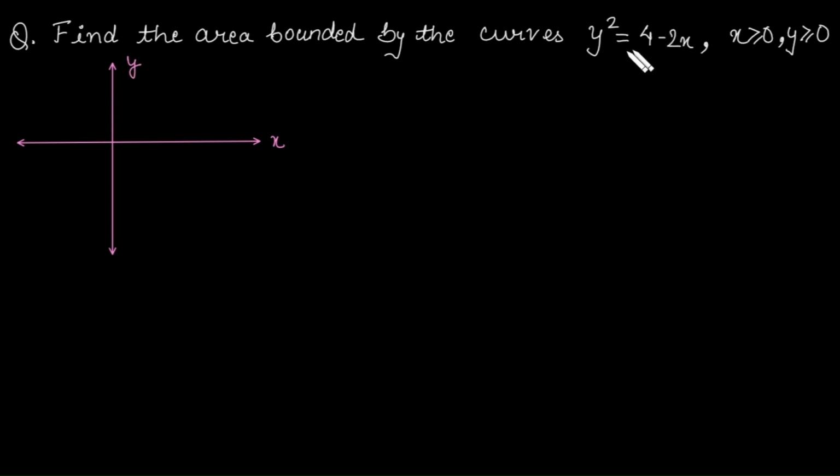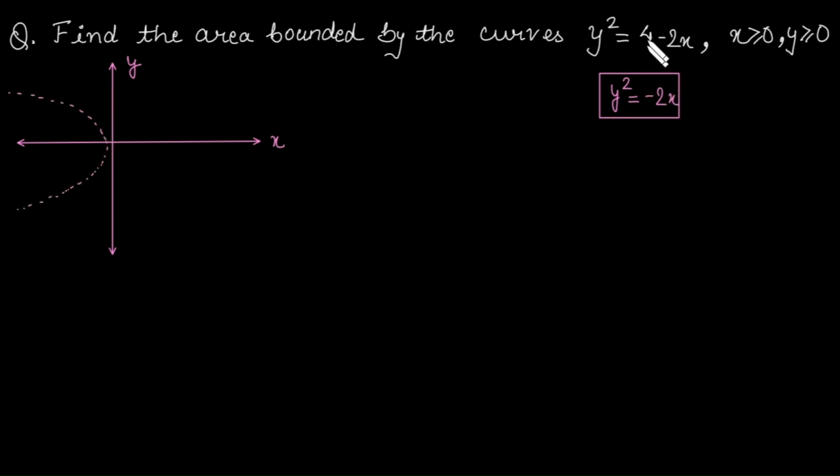Now we need to observe this curve. This curve is actually a parabola. If you observe, y square is equal to minus 2x. This is a parabola where x is always negative. How? When you take any value of y, maybe positive, maybe negative, the value of x is always negative. It means it is a parabola that is on the negative side of the x-axis.